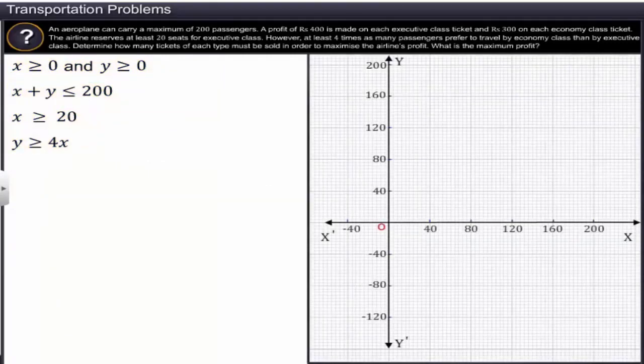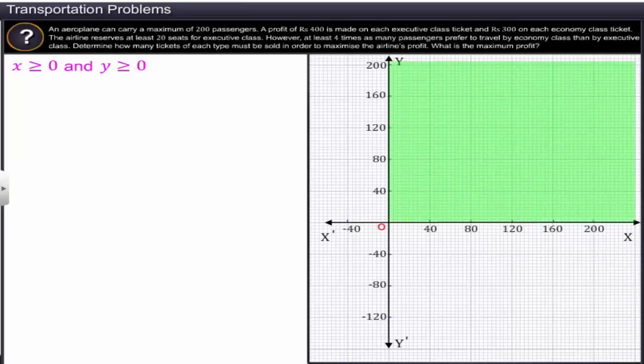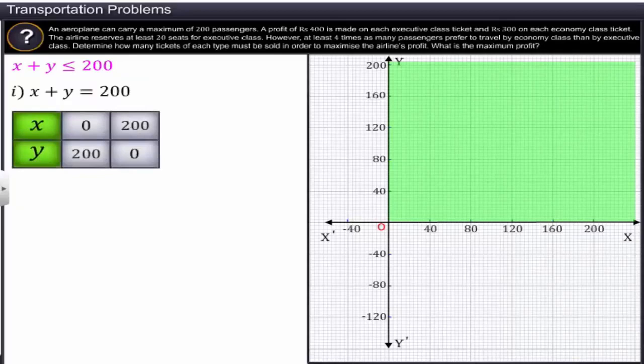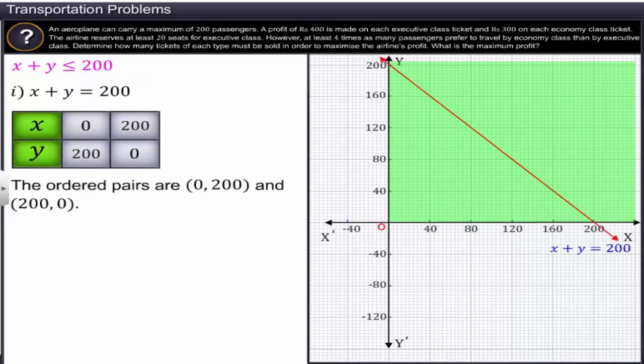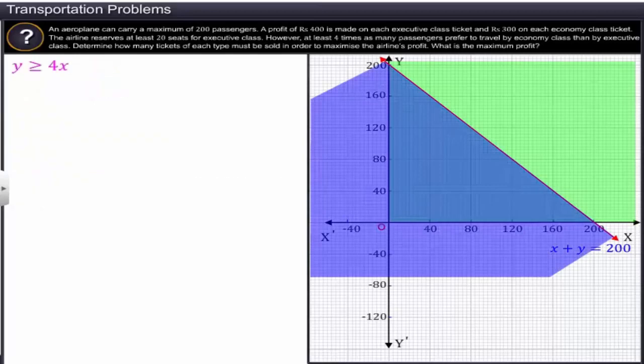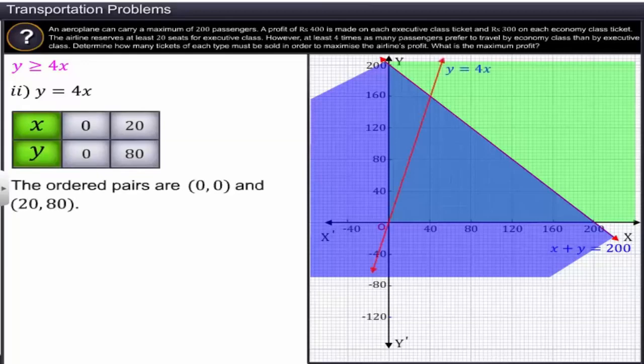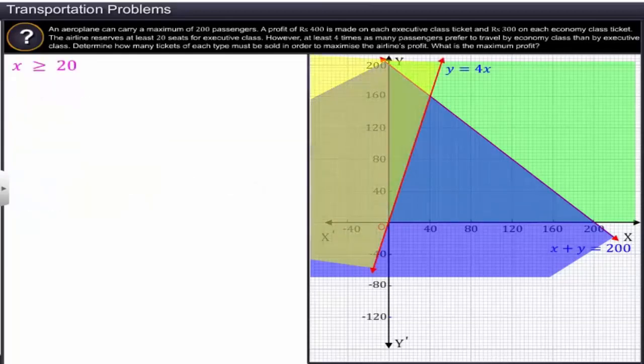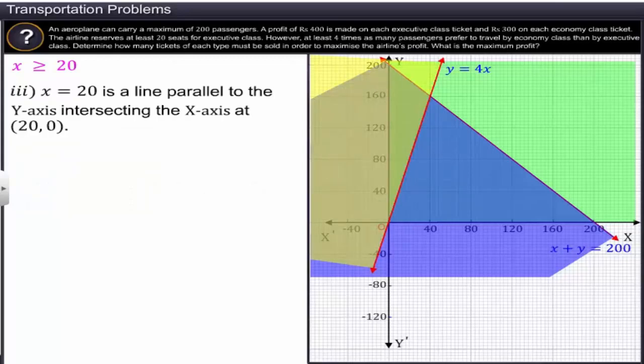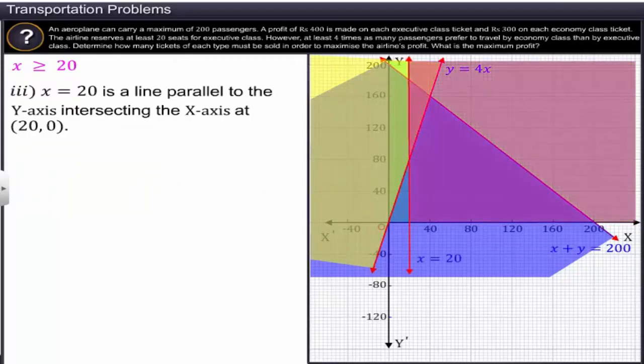Let us draw the graphs of the inequalities, treating them as equalities. The solution set of x is greater than or equal to 0, and y is greater than or equal to 0, is represented by the first quadrant. Draw the graph of x plus y is equal to 200 as the reference to get the solution of the inequality. Draw the graph of y is equal to 4x as the reference to get the solution of the inequality. Draw the graph of x is equal to 20 as the reference to get the solution of the inequality.